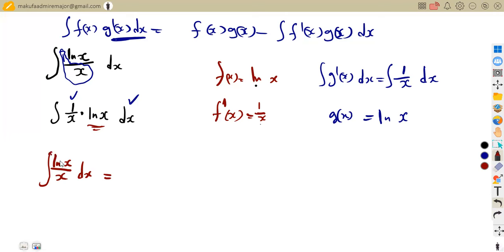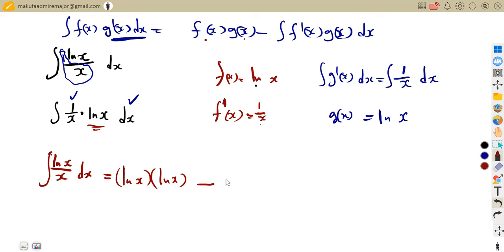So the integral of ln of x over x is going to be f of x by gx. Our f of x, which is what? Which is ln of x. So this is going to be the ln of x times our gx, sorry, which is going to be ln x. So it's f of x by gx. Minus, in this case, f prime x.